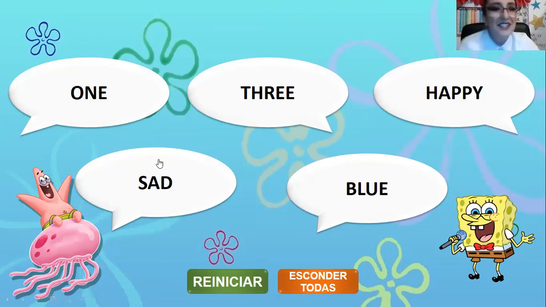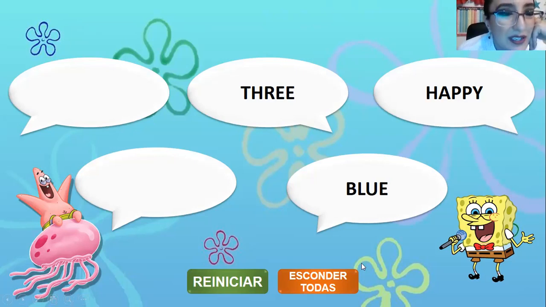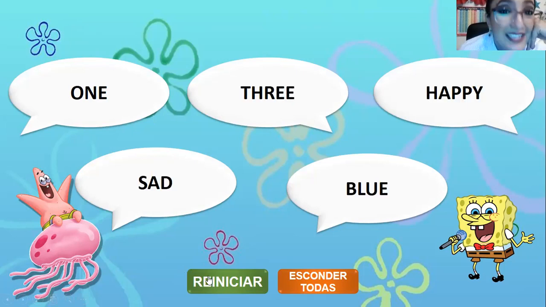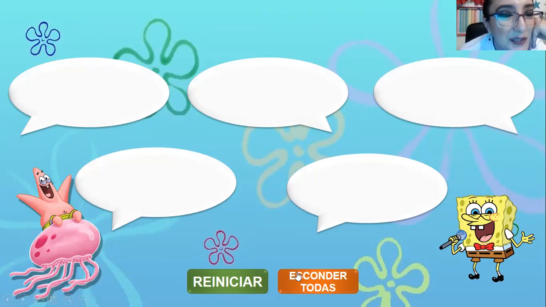Excellent. Stop. Okay, beautiful and handsome. What are we going to be doing here? Tell me, what are the missing words? One and sad. Excellent. Now tell me, what are the missing words? Three, happy, blue, and sad. Now tell me, what are the five missing words in here?